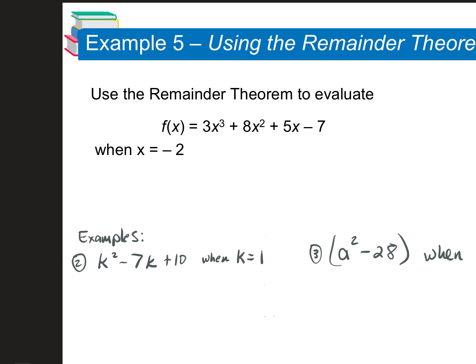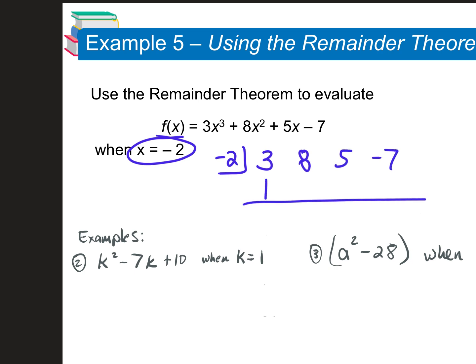Okay, so here's an example of a question. It says use the remainder theorem to evaluate, and they even tell you that you don't have to solve anything. They tell you what to use: use -2. So put -2 in the corner and write out the coefficients. So what do I write? 3, 8, 5, and -7. Bring down that first term, multiply to the corner and add down.